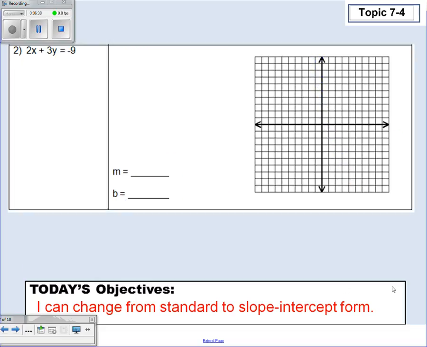Our second problem is known as standard form. It is in the form ax plus by equals c, where a, b, and c are constants or numbers, and then of course we have our x and y. So this is standard. What we want to get to is y equals mx plus b, which is our slope-intercept form. So we are going to take our original equation and solve for y. Our original equation is 2x plus 3y equals negative 9.